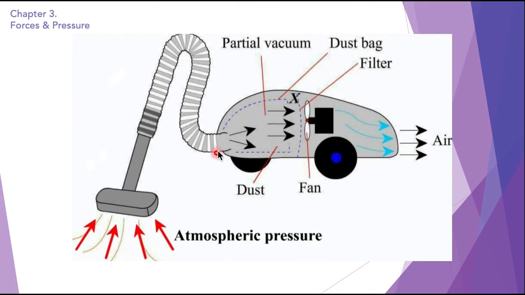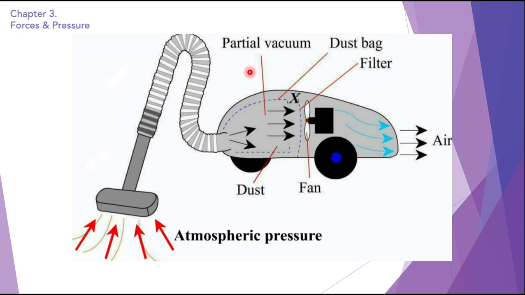Another example is the vacuum cleaner. So in the vacuum cleaner we have a fan. The fan of this vacuum cleaner lowers the air pressure just beyond the bag. So this is the dust bag. So the pressure is reduced in this bag. What happens is that the atmospheric pressure rushes in carrying dust and dirt with it because the pressure inside is less. So basically the atmospheric pressure then pushes it.